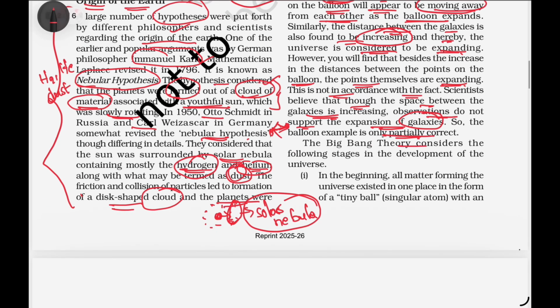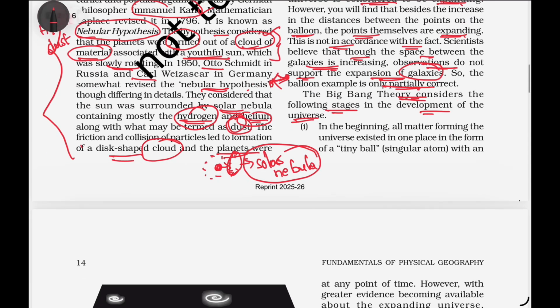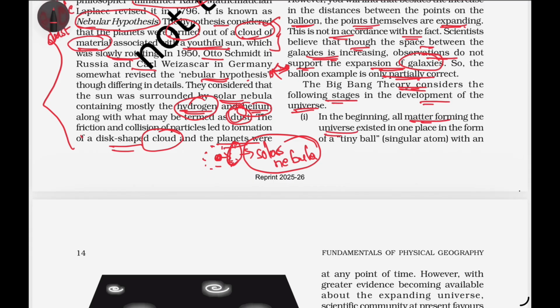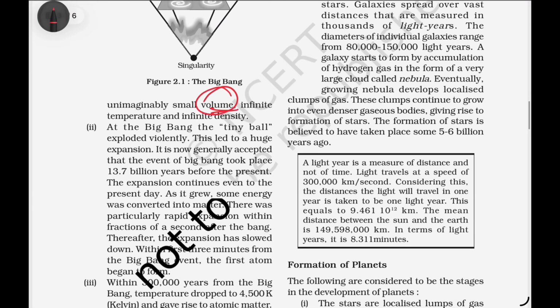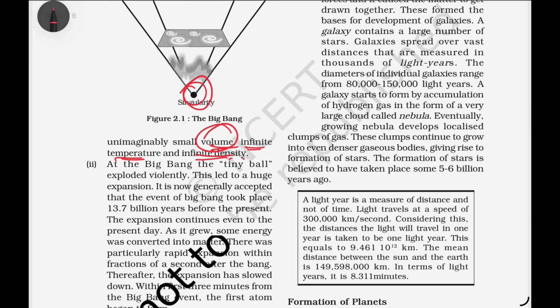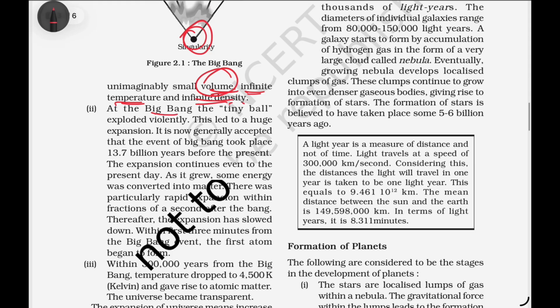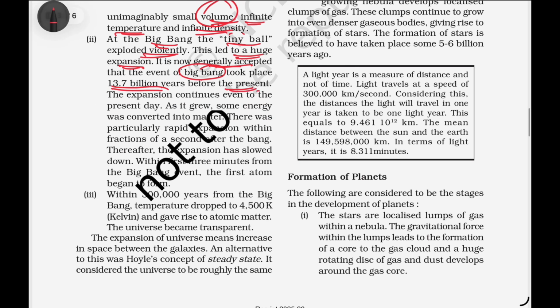The Big Bang theory considers the following stages in the development of the universe. In the beginning, all the matter forming the universe existed in one place, called the singularity, or the tiny ball or singular atom, with infinite temperature and infinite density. So take this as a singularity, the single atom or the tiny ball. After the Big Bang event, what happened? The tiny ball exploded violently, and this led to a huge amount of expansion. It is generally accepted that the Big Bang took place 13.7 billion years ago from the present.